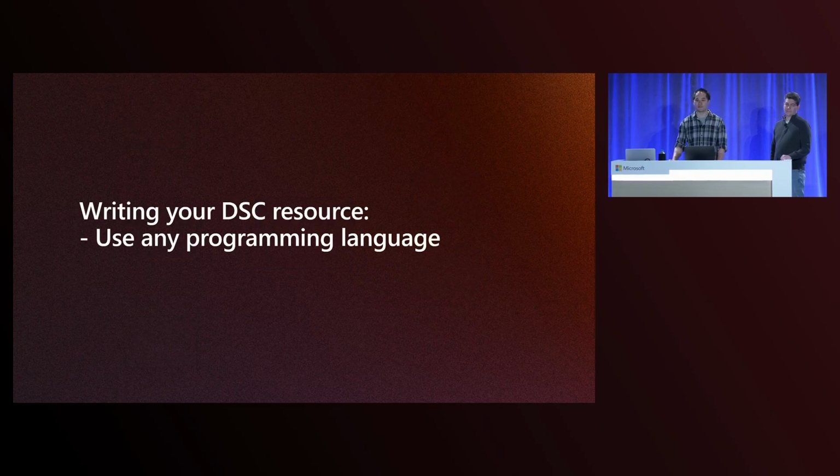So one of the key things of v3 is that, guess what? You don't have to write your resources in PowerShell. You still can, but you don't have to. So if your development team prefers C#, Rust, Go, it doesn't really matter. As long as it's callable from the command line, then you can use it as a DSC v3 resource with some restrictions, which we'll get into.